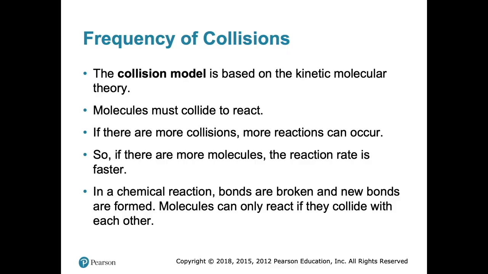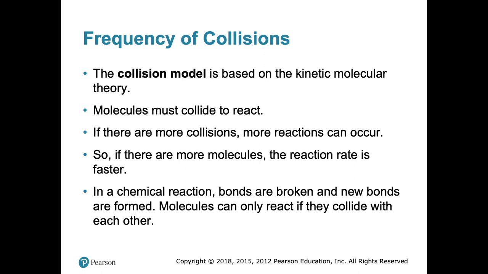Molecules must collide to react. If there are more collisions, more reactions can occur. So if there are more molecules, the reaction rate is even faster. That's based on the 0th order, 1st order, and 2nd order types of reactions. That's like a 2nd order reaction where if you double the amount of molecules, you double the rate. And it gets even faster if you heat it up. In a chemical reaction, bonds are broken and new ones are formed, so molecules can only react if they collide with each other. That's like five different ways now I've said they have to collide with each other to react.